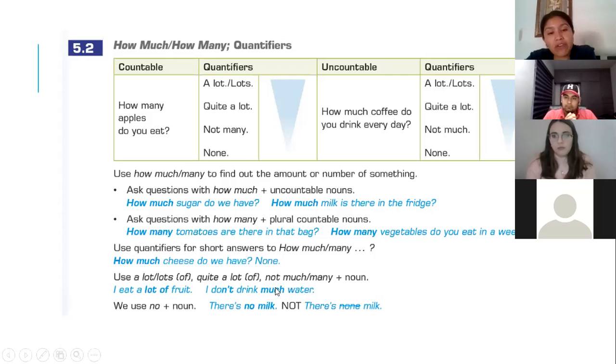And use quantifiers for short answers to how much or how many. For example, how much cheese do we have? Oh, none. Si no hay, pues decimos none. O there's nothing. Hay otras expresiones. Use a lot or lots of, a lot of, or lots, or quite a lot, not much or many plus noun, to express the amount, right? Remember that it goes from more to less. Entonces, del más al menos.